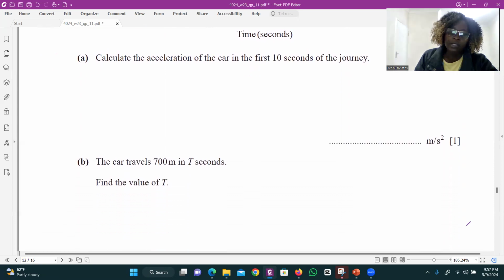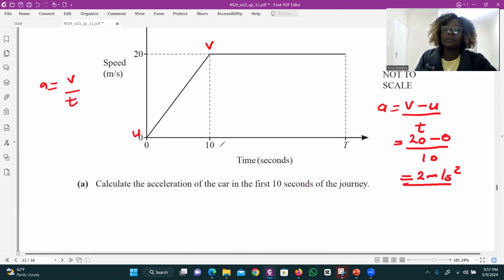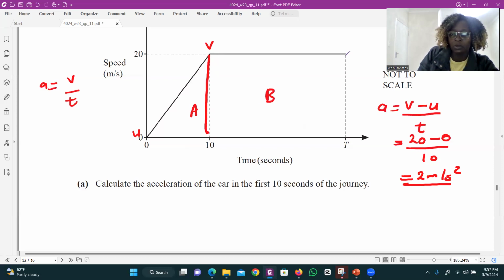The car travels 700 meters in t seconds. Find the value of t. So this is a distance that we have there. So how do we get distance under a speed time graph? We calculate the area. So I can have this as area A, and it's going up to this point, and this is my area B going up to this point where we have a t. Okay, so this height here is 10, and this length here is t minus 10.